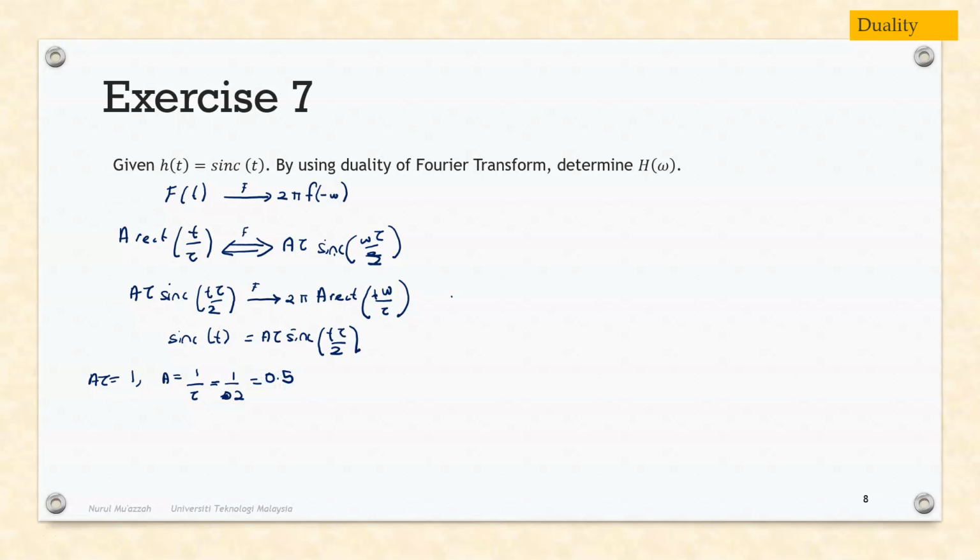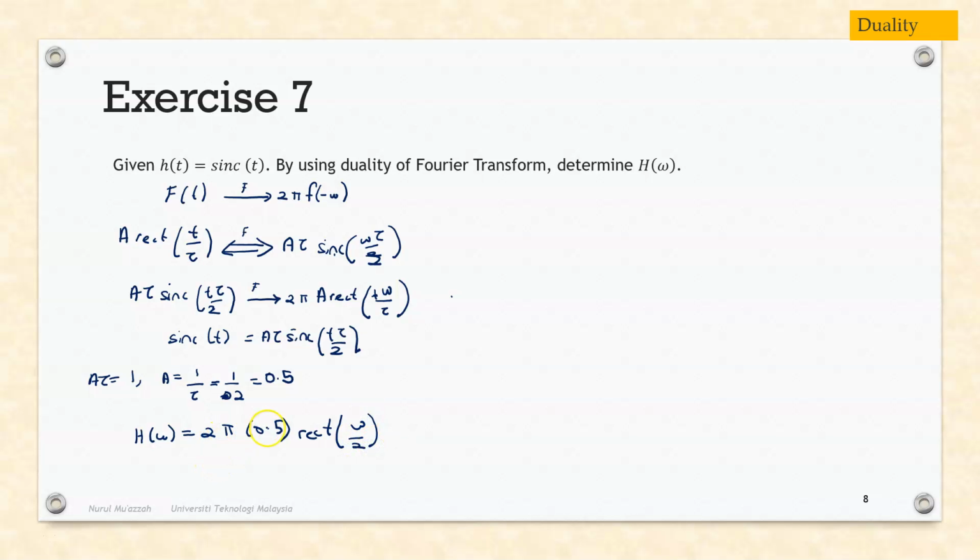So from here we can find the answer for H(omega). H(omega) here is 2 pi multiplied by A, which is 0.5, and then rect(omega divided by 2).